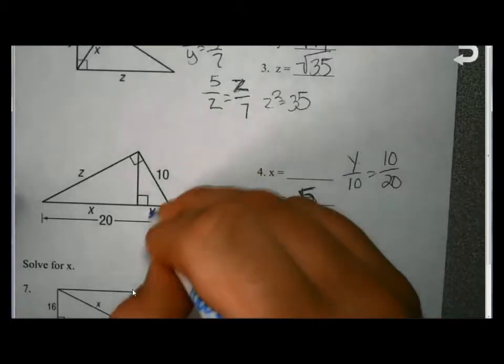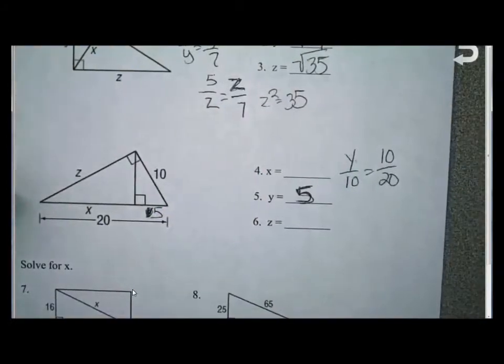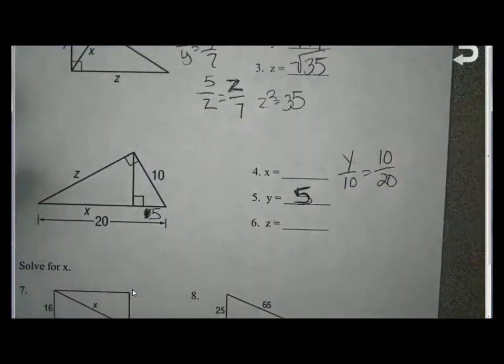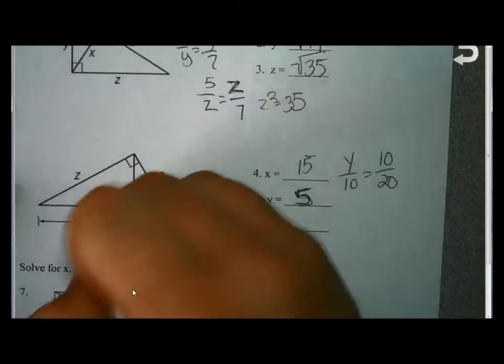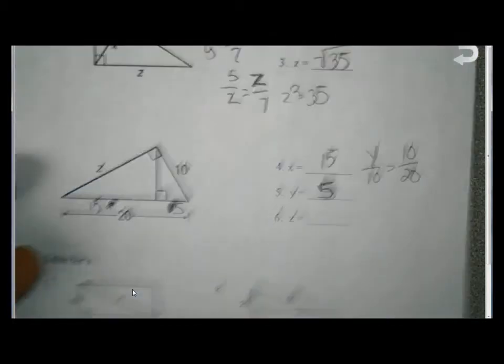If y is 5, I can take 20 minus 5, and that should tell me how much x is. So Dylan, how much is x? 15. And now I can solve for z.